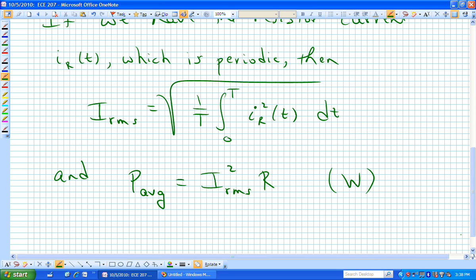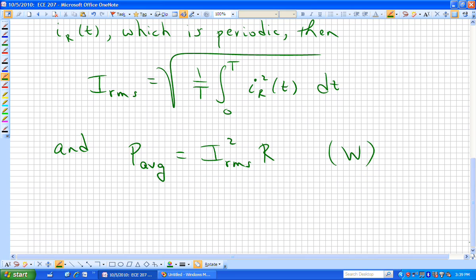Meaning on the test, if I give you a periodic signal, I sub R of t, and say give me the RMS value of that, you should be able to compute that quantity. Whether that's a current, a voltage, I could make it something else, and I could say give me the RMS value of an arbitrary signal or waveform. And you should be able to compute it using that particular formula. You square the signal, take its mean value or its average, and then take the square root of that quantity.